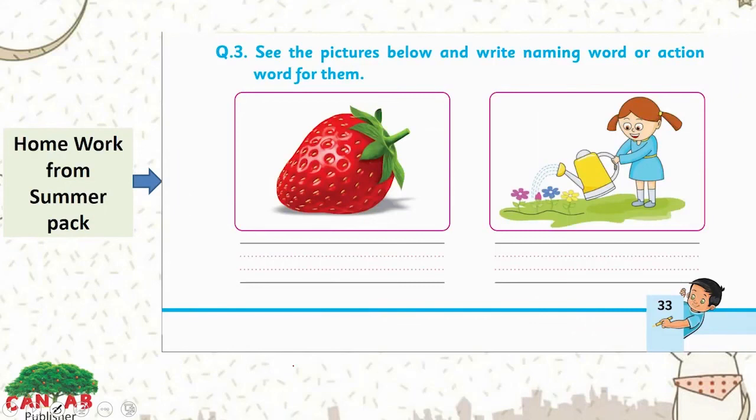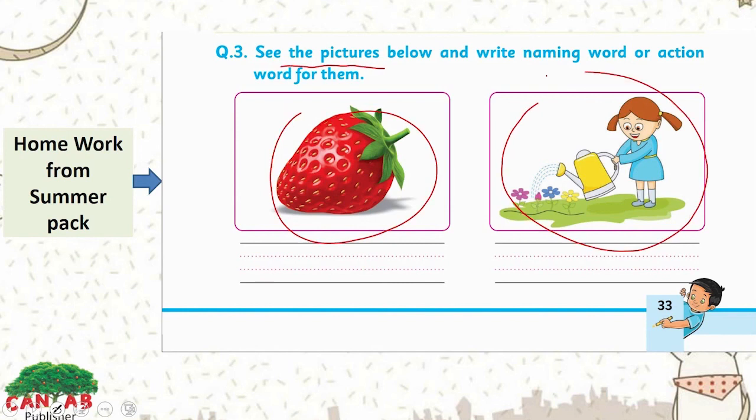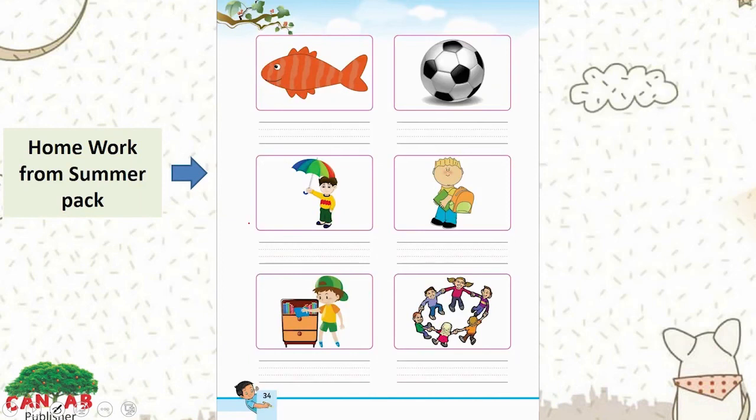This is your homework from summer pack. You have to see the pictures, these pictures here below, and write naming words or action words for them. Like you have to describe it, the color, the size, the taste, and also the action word, the physical movement, like eating, sleeping, walking, watching, etc. This is the same activity. You have to write the describing words and action words for these pictures.